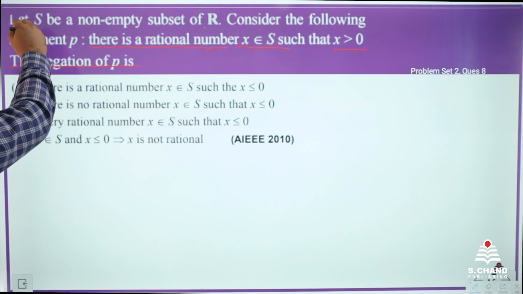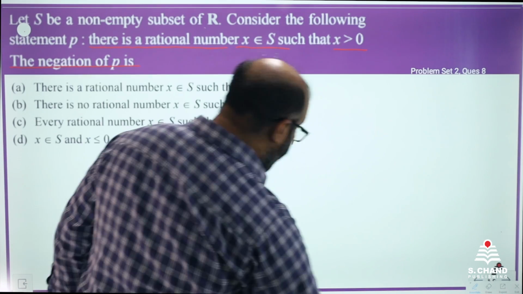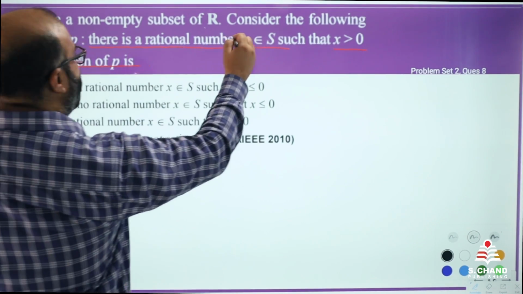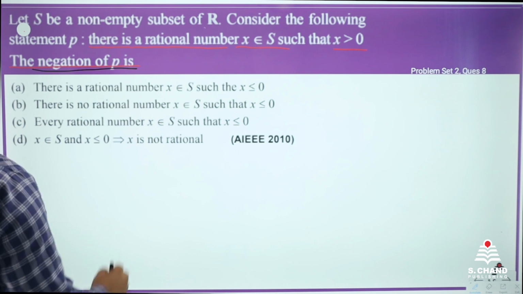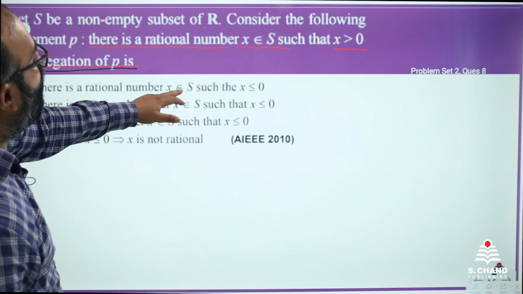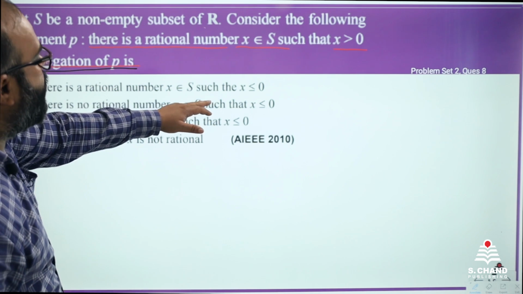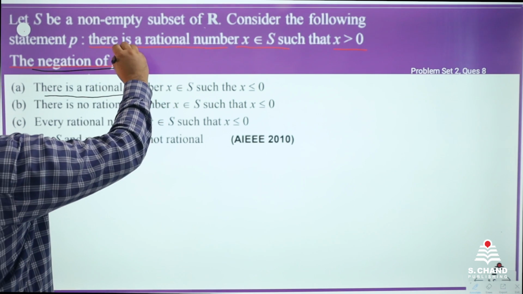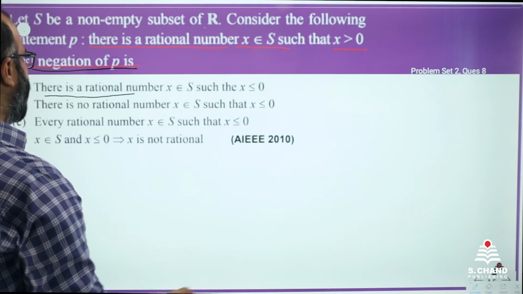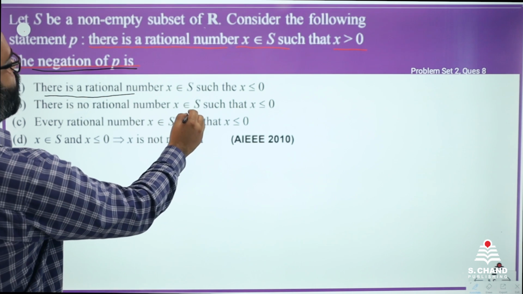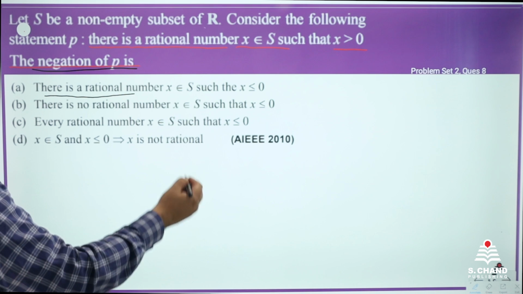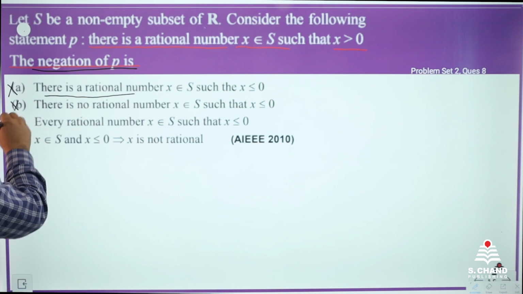So what you have to understand here is that you want the negation of this. So there is a rational number x belonging to S such that x less than or equal to 0. Everything seems fine, but there is a rational number is not the negation of there is a rational number. There is no rational number x belonging to S such that x less than or equal to 0. This is also not the negation. So these two will vanish.